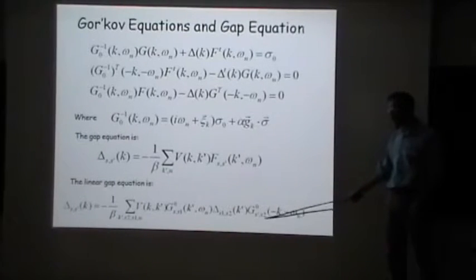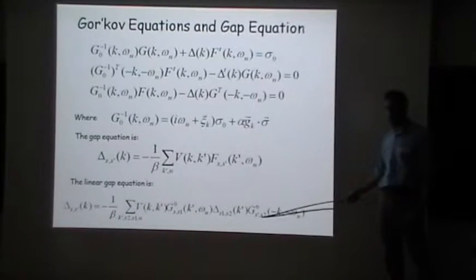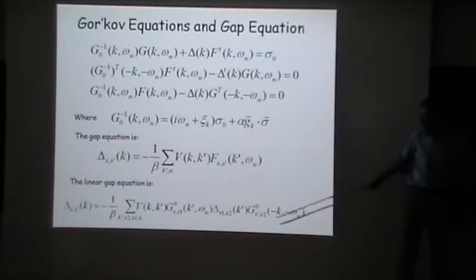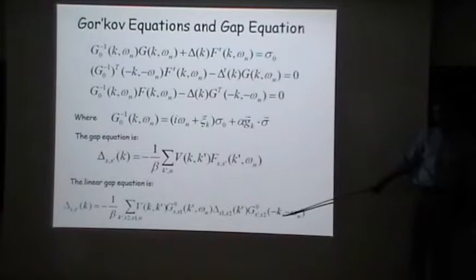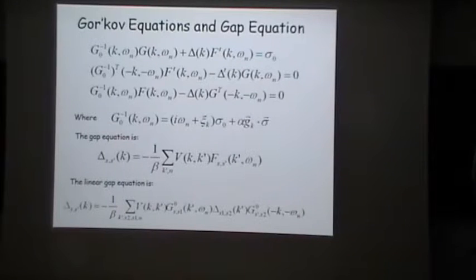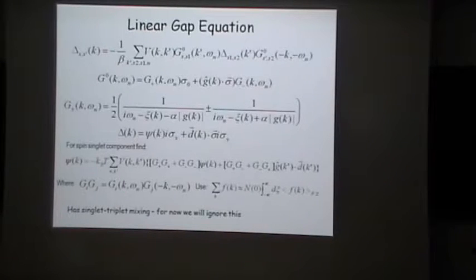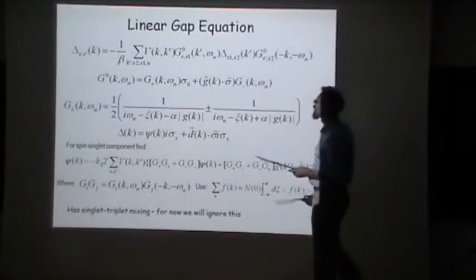And then here I have a G0 transpose, this S2 is in the other spot. So you can see where that comes from. And this is what we're after. We have the gap equation now, and so now we're going to look at that in a little bit of detail. All right, so here's the gap equation.